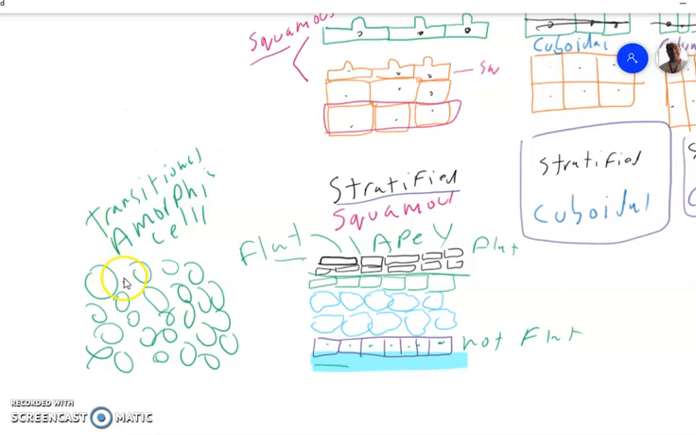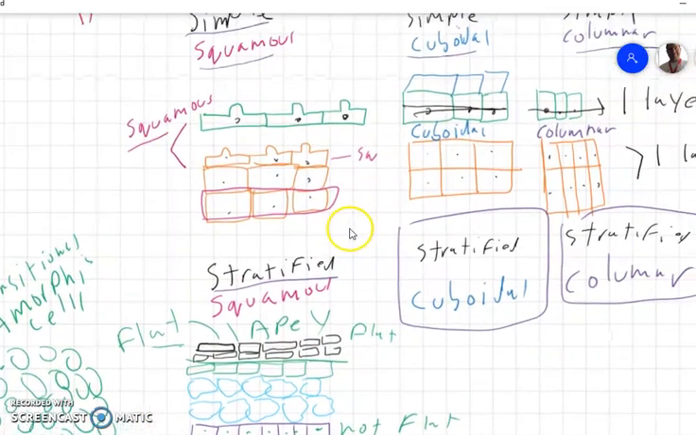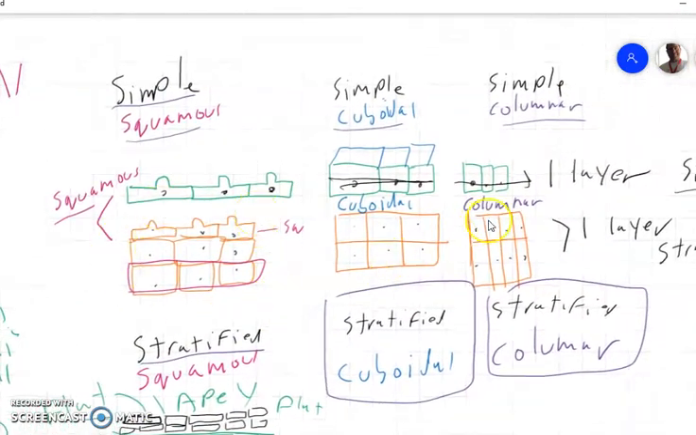Then transitional, the other mess, the one students hate. This one is amorphic cells, weird shapes. Key point is it's stretchy. It is in your urinary bladder, which stretches, your ureters, which stretch out also. So on the test for these, I'll ask you characteristics in lecture. In lab, I'll give you a picture of them.